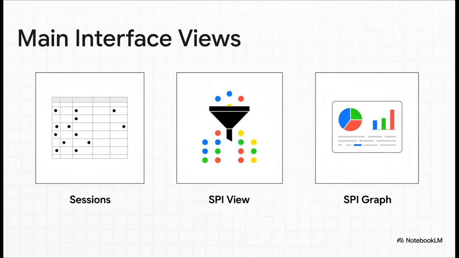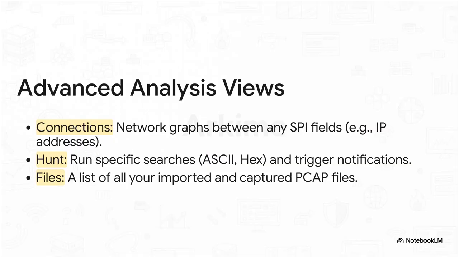Okay, so the interface has a few main sections, or views. The sessions view is pretty much what it sounds like, a master list of all the conversations. The SPI view is where you can start grouping and sorting that data by any category you can think of. And the SPI graph view, well, it takes all that data and turns it into easy-to-understand visuals, like timelines and charts. For when you need to dig deeper, there are some more advanced views.